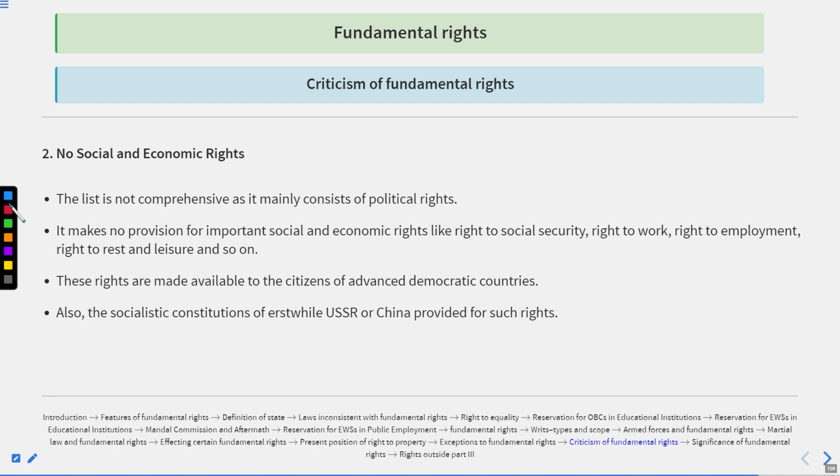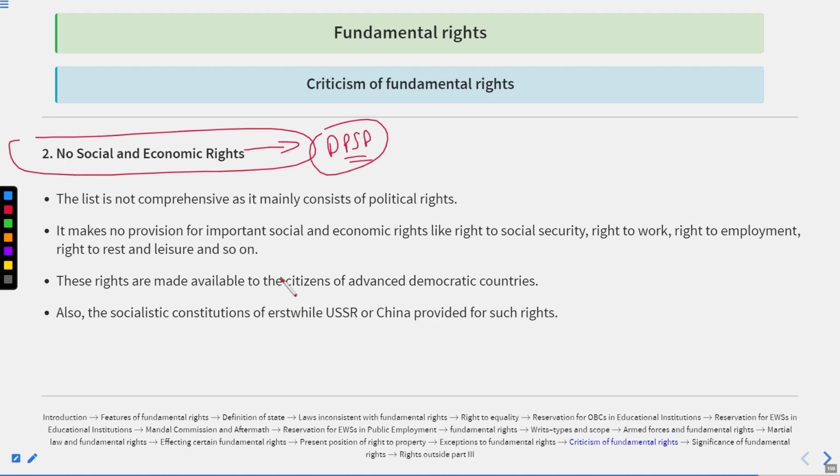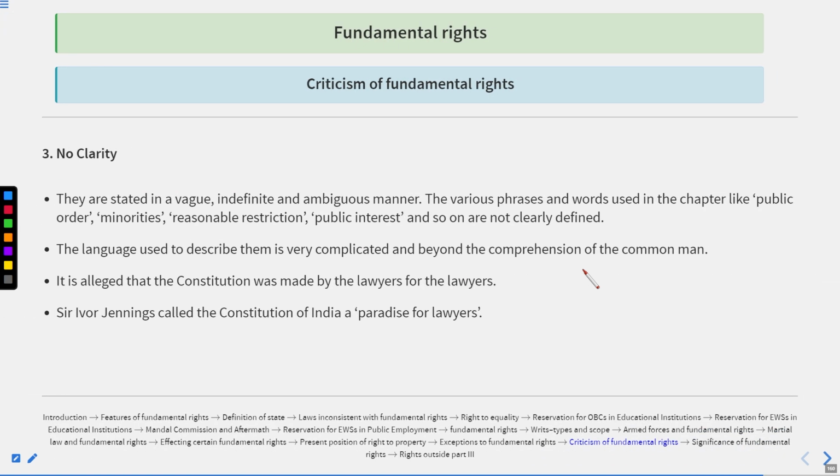Second, there are no social and economic rights, because they are promised by the DPSP, which are non-enforceable in courts. The list is not comprehensive and consists of political freedoms only. It makes no provision for important social and economic rights like the right to social security, right to work, right to employment, rest and leisure, and so on. These rights are available to the citizens of advanced democratic countries but not in India. Also, the socialistic constitutions of the USSR or China provided for such rights.